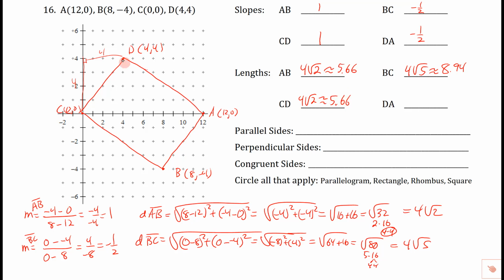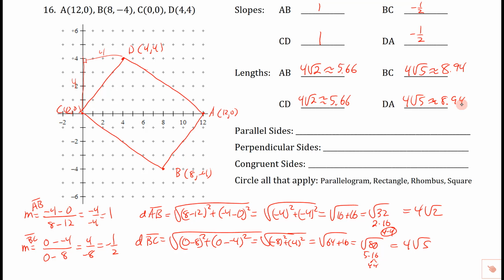And then DA, let's count this. So this would be down 1, 2, 3, 4, and then over 8. So just like we had before, this is going to be an 8 squared. This is going to be a 4 squared. We're going to end up with radical 80 again. So this is going to be 4 radical 5. So again, that's approximately 8.94.